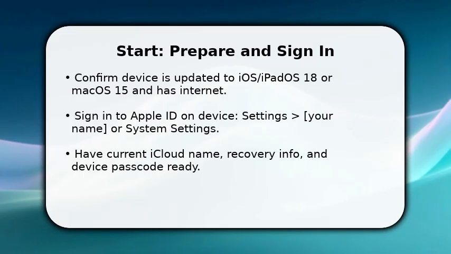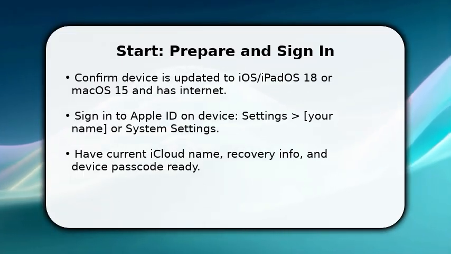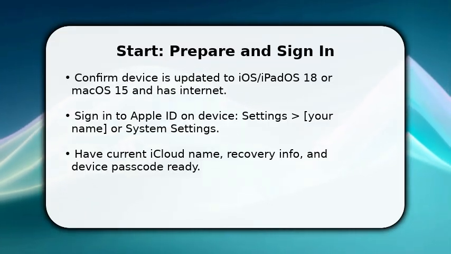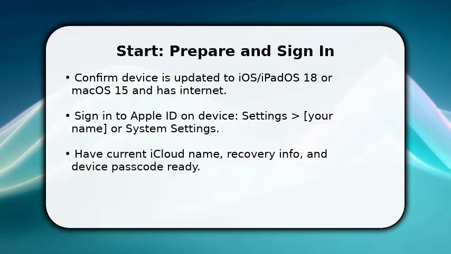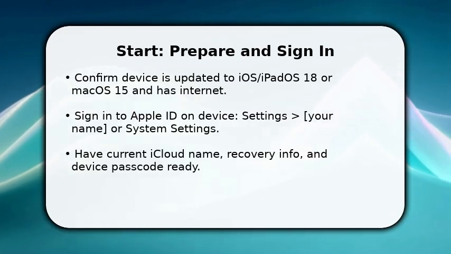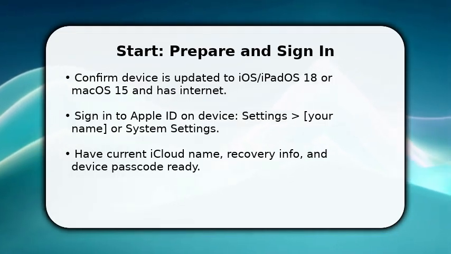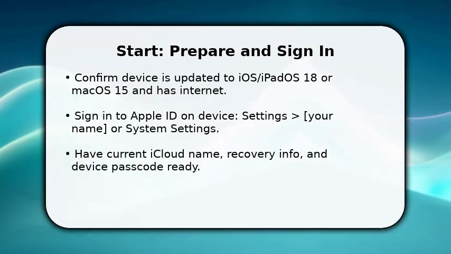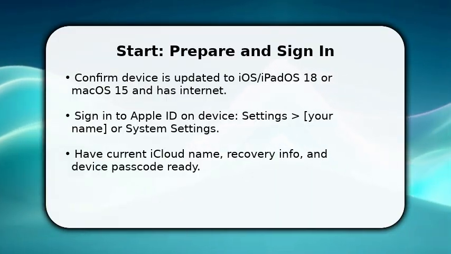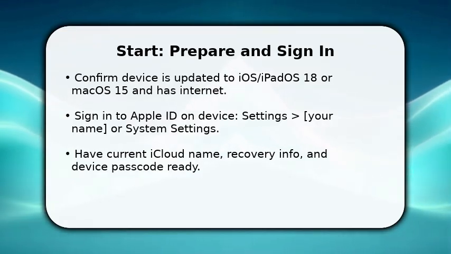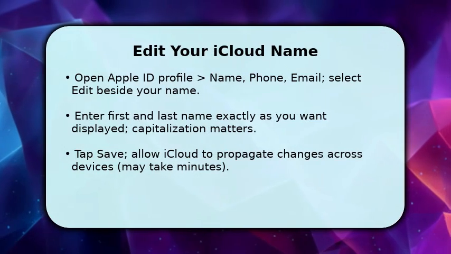You start by making sure the device is updated and online. This prevents sync errors. Once signed into your Apple ID, navigate to Settings or System Settings and tap your name to access iCloud controls. Make sure you can unlock the device with your passcode and that recovery contact details are current. You'll change the displayed iCloud name in account settings, so having the exact new name ready speeds things up and reduces mistakes. Now you edit the name itself.